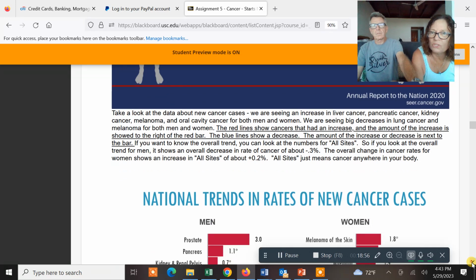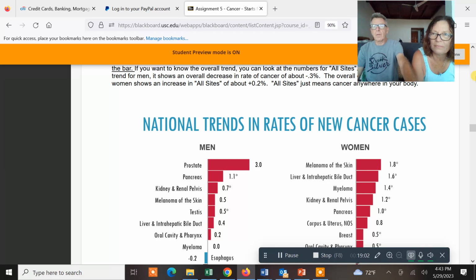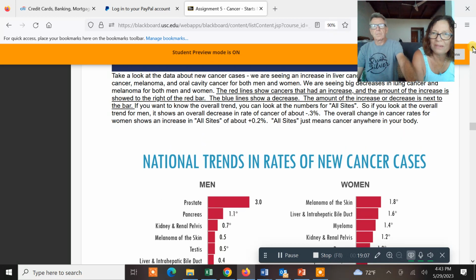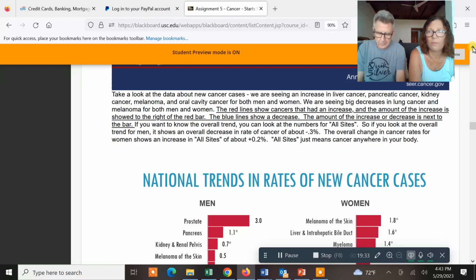New cancer cases. We're seeing, sadly, an increase in liver cancer. Go back up. A little bit up. We're seeing increases in liver cancer, pancreatic cancer, kidney cancer, melanoma, and oral cavity cancer for men and women. We think that the increases in liver, pancreatic, and probably kidney cancer are correlated to less exercise and an increase in obesity. So maybe diet related. We're seeing more of these cases among younger people. So that's a big concern for people who study cancer data, and we're keeping an eye on it.